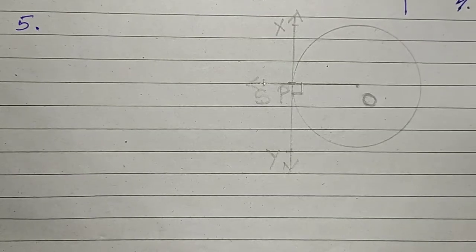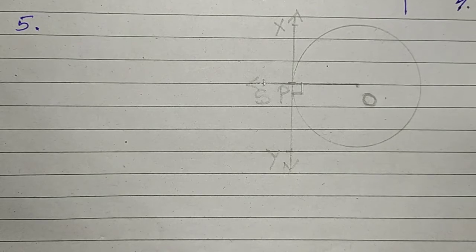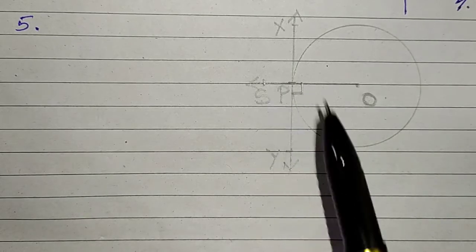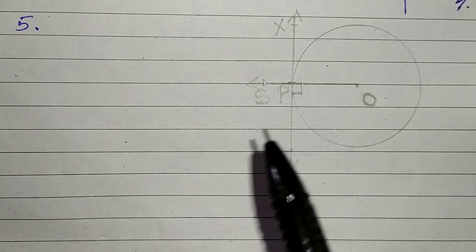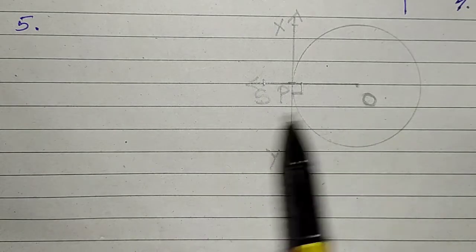In the 5th question, we have: prove that the perpendicular at the point of contact to the tangent to a circle passes through the center. So this is the converse of the first theorem which we proved. In the first theorem, we proved that the tangent is perpendicular at the point of contact to the radius. So radius always comes from the center. So here we are going to prove the converse. If it is perpendicular, then prove that it passes through the center.